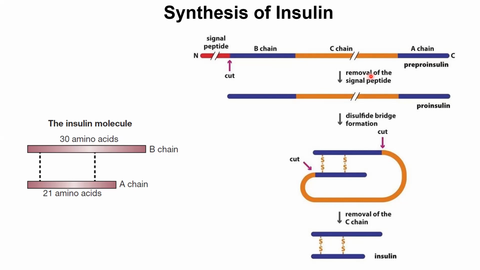Then the removal of the signal peptide is followed by another cut here for the C chain, and this C chain is cut, and eventually there will be another cut, because you will have to cut it here and here, so that the two insulin chains, chain A and chain B, could be bound together. With the removal of the C chain, you have the proinsulin. From the proinsulin you have the insulin with the B chain with 30 amino acids and the A chain with 21 amino acids, held together by disulfide bridges.